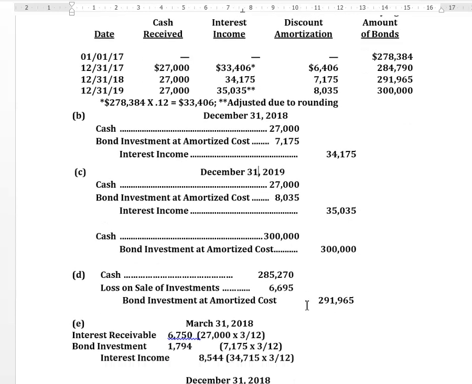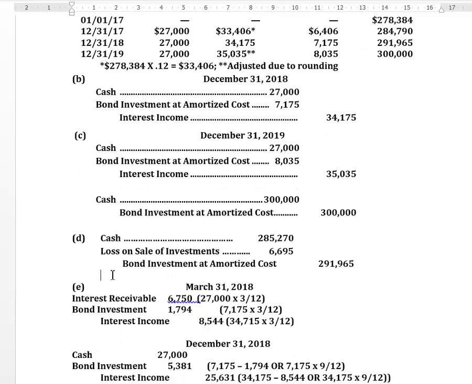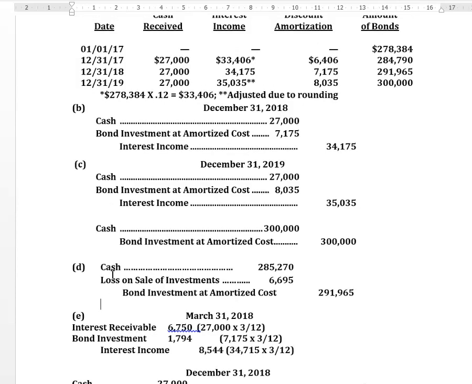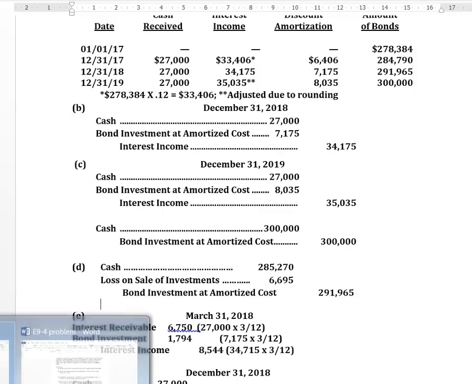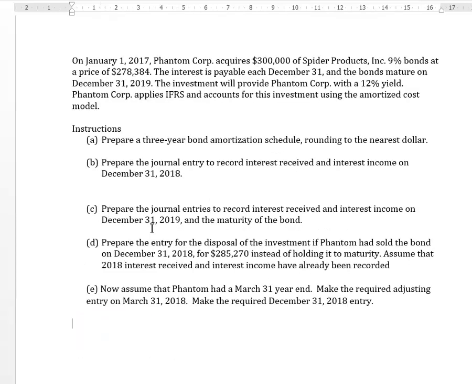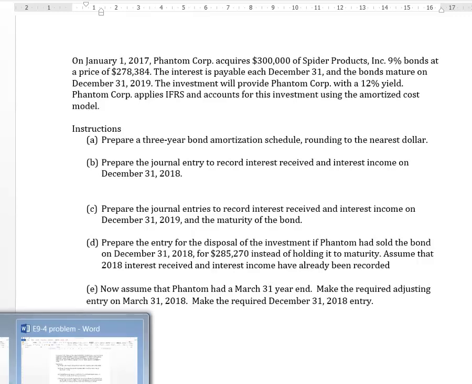In Part D, okay, they wanted you to assume now in this part that you sold the bond at December 31st, 2018. So if you go back to the problem, they said here, prepare the entry for the disposal of the investment if Phantom sold it on December 31st, 2018 for $285,270 instead of holding it to maturity. Now they asked you to assume that the 2018 interest has already been booked up to and including December 31st, 2018. So you don't have to worry about that, right?